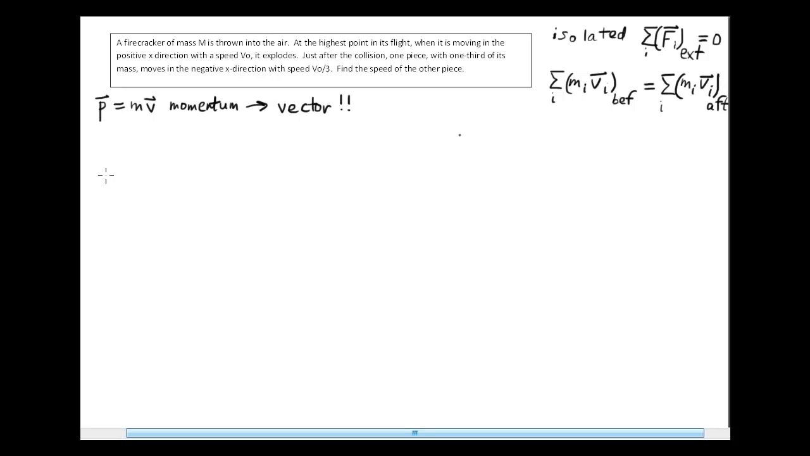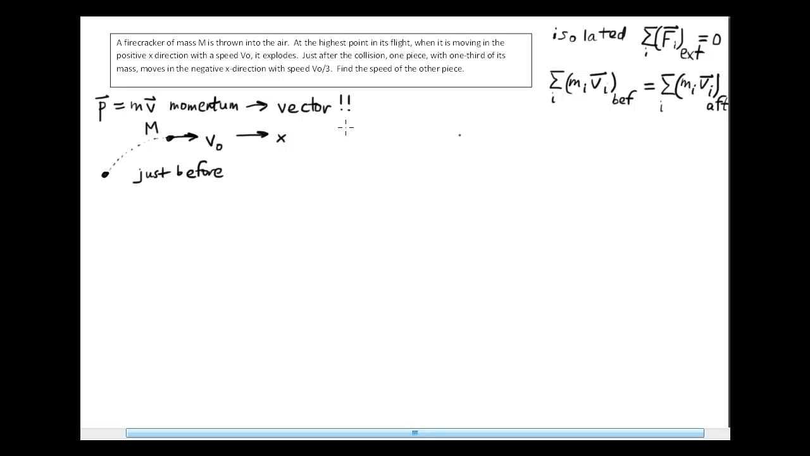So let's now get some idea of what this looks like. Here's our firecracker, and we throw it into the air, and so it goes up like this, and when it's at its highest point, right up here, it explodes. So it's at that highest point, and it's traveling in the positive x direction with a speed v0. So it's a mass, capital M, according to the problem statement. It's traveling in the positive x direction with a speed v0, and right there it explodes. So this is the picture just before the collision, or the explosion.